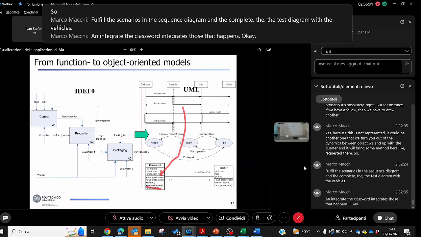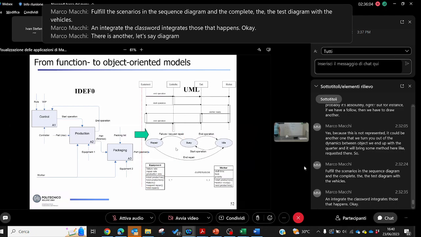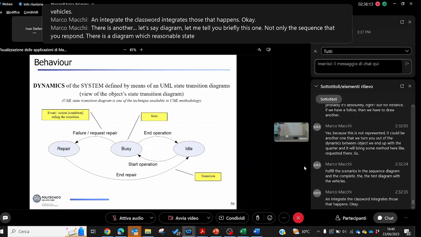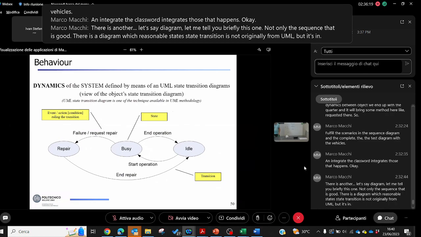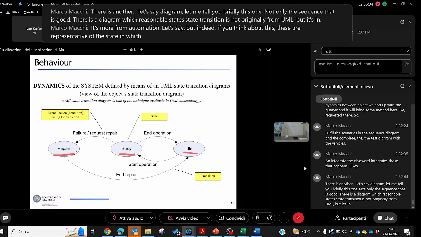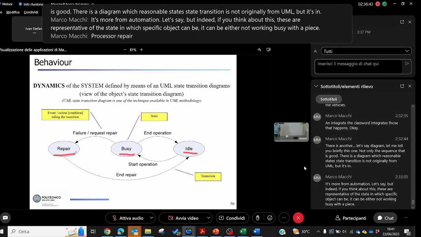There is another, let's say, diagram. Let me tell you briefly about this one. Not only the sequence diagram is good, there is a diagram which reasons about state transition. It's not originally from UML, but it's embedded in the methodology. It's more from automation, let's say. But indeed, these are representative of the state in which a specific object can be. It can be idle, not working, busy, with a piece processor, under repair, which is of course after a fault.